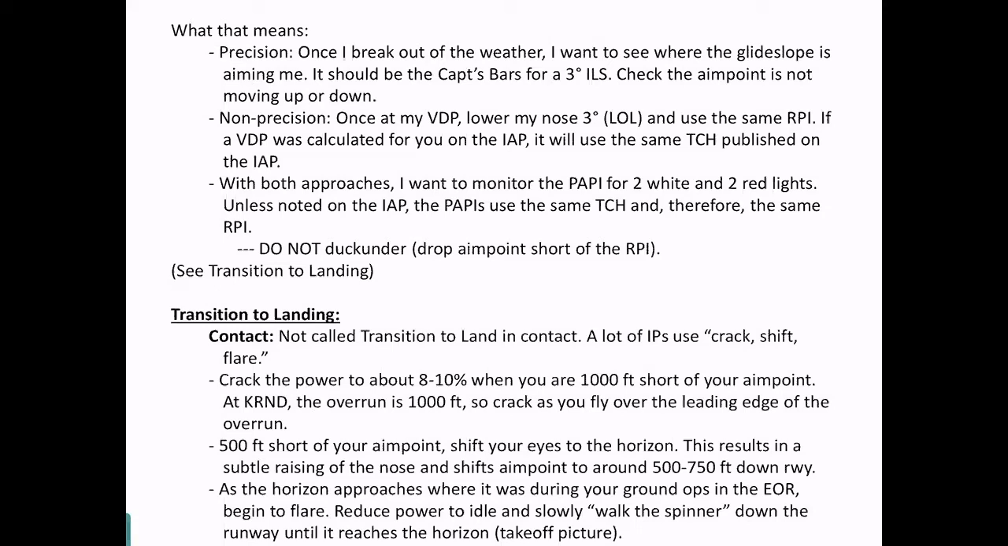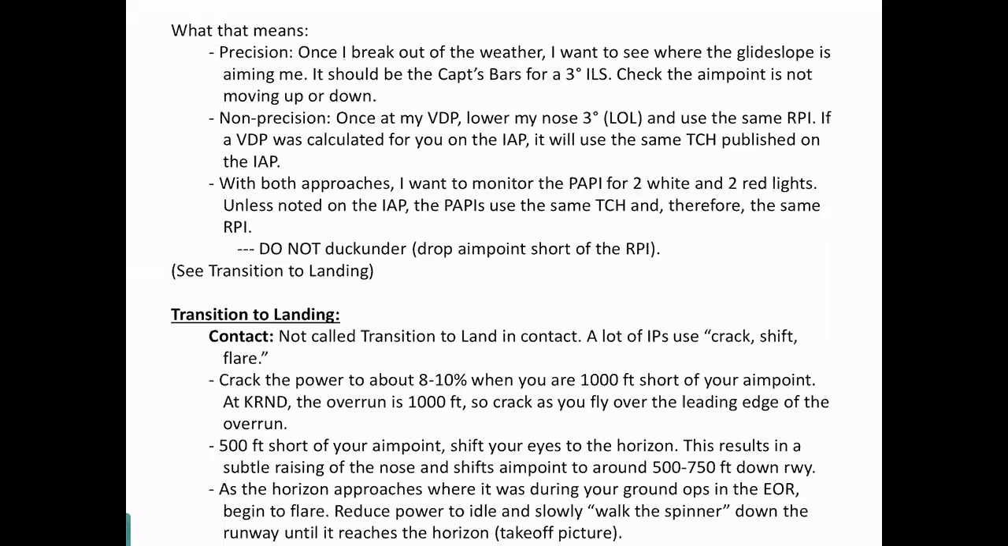Now, once we are at, let me point out, at Randolph, our overrun is 1,000 foot long. So if I'm at Randolph, that 1,000 foot prior to the threshold is as I cross over the front edge, the leading edge of the overrun. That's where I'm going to do my crack. Now, 500 foot short of my aim point, this is where I'm going to start my round out.